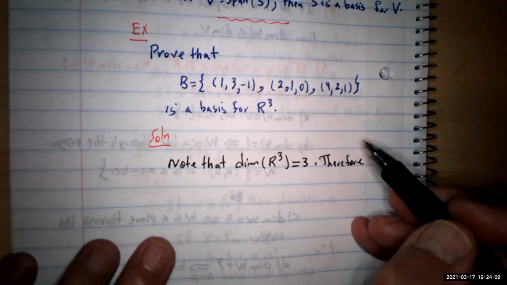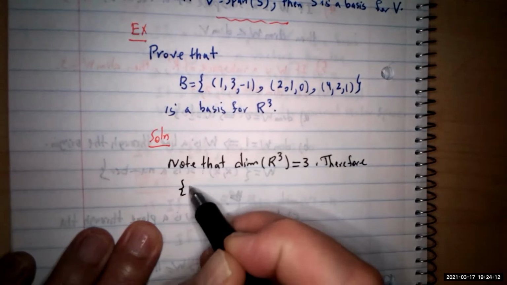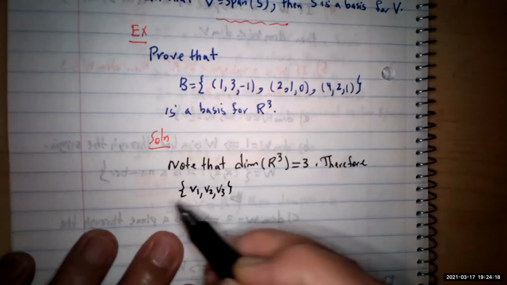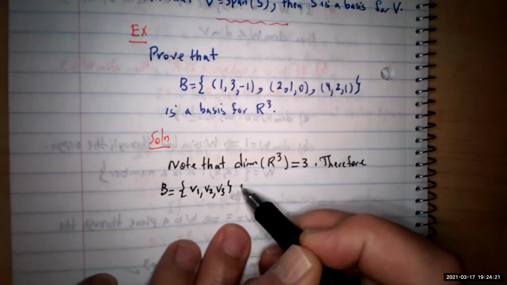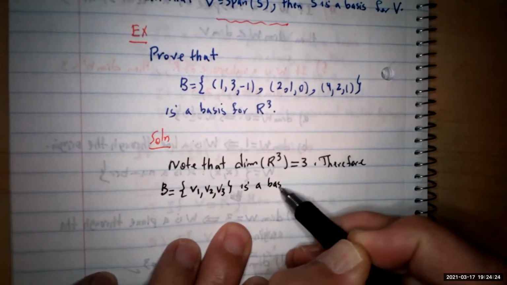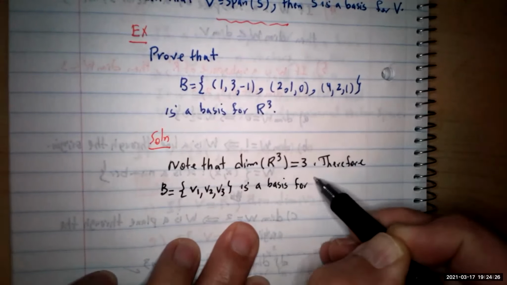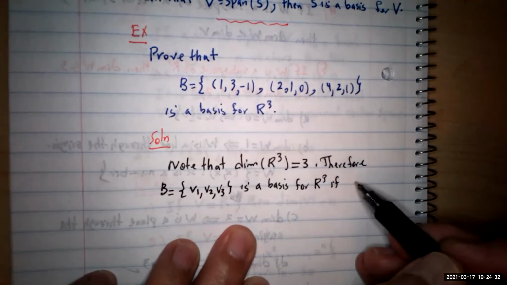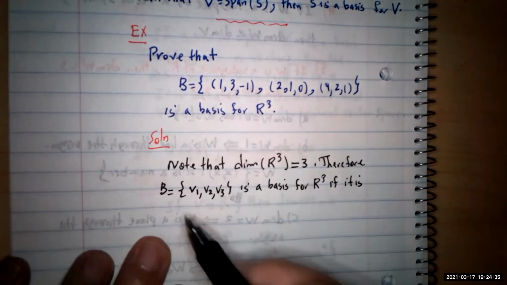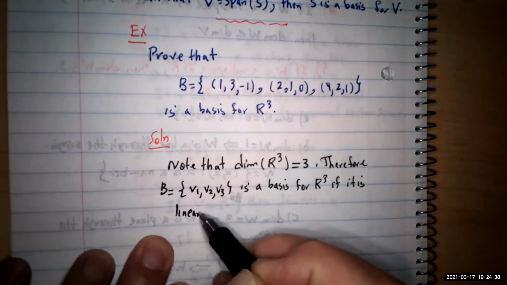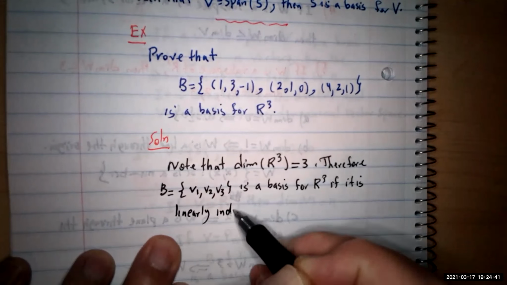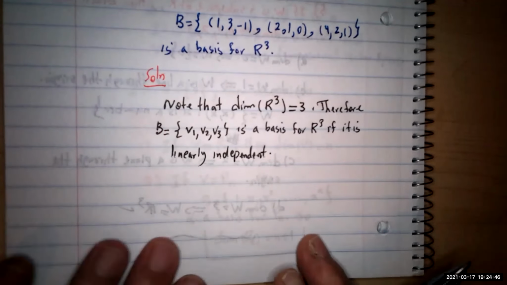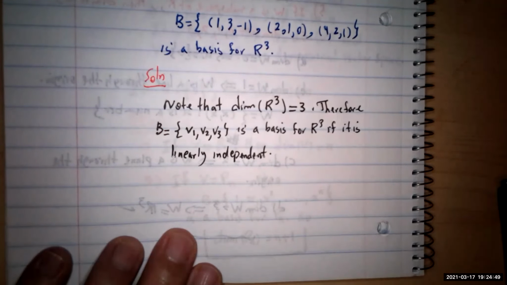the set of these 3 vectors, we call them V1, V2, and V3, is going to be a basis for R3 if they are linearly independent. We need to check whether they are linearly independent or dependent, and that can be solved easily.